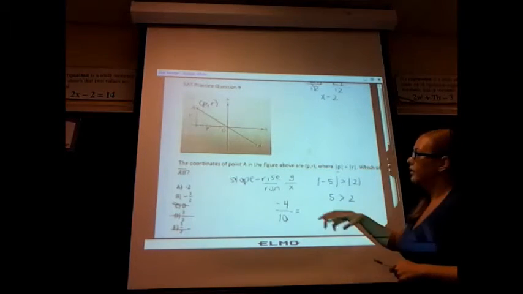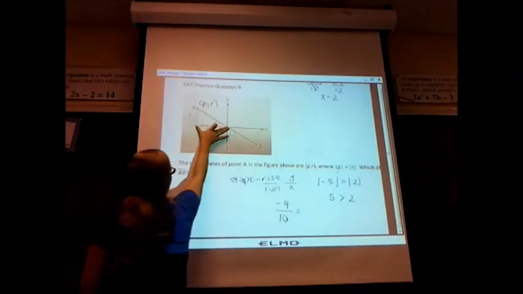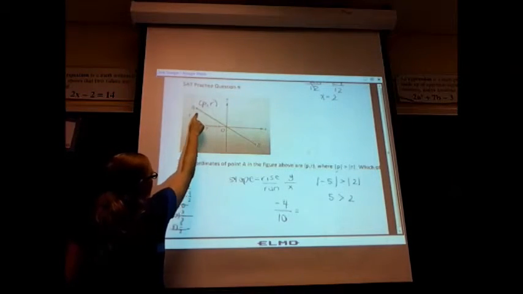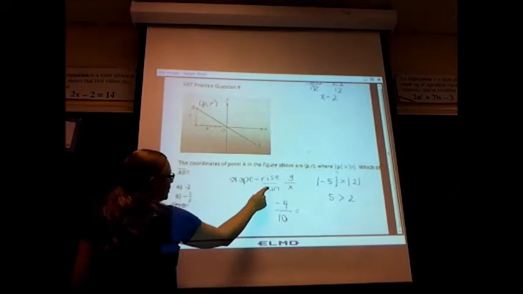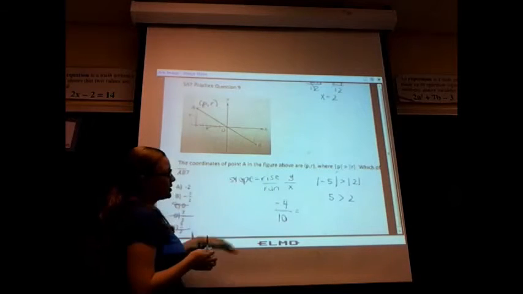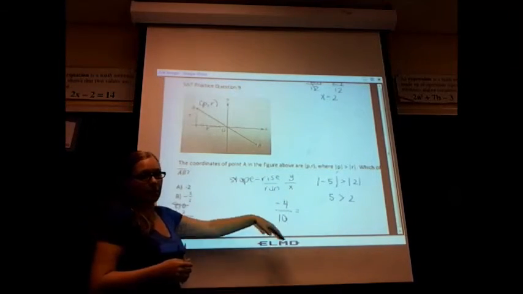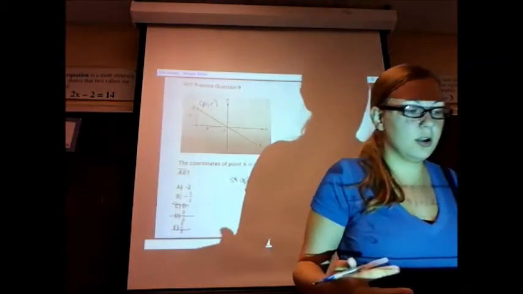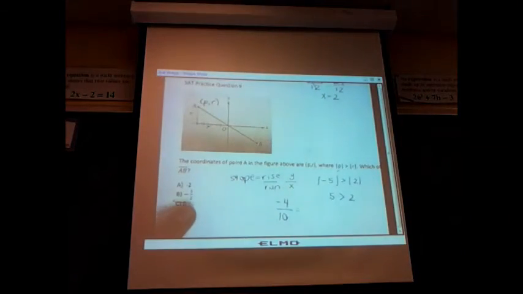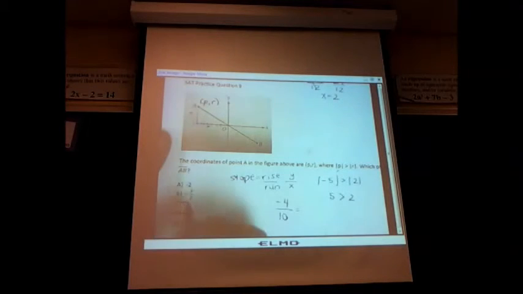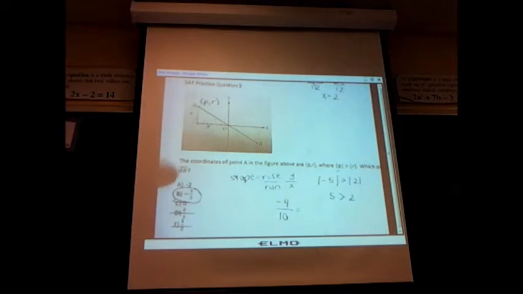I know that P was bigger than R. That's what they told me. So my run part of this problem is going to be bigger. That means my denominator in my slope fraction is going to be bigger. When my denominator is bigger, that's what keeps it as a fraction. So my answer can only be B. There's no way that my slope could be -2 over 1, because that would mean the bottom is smaller.